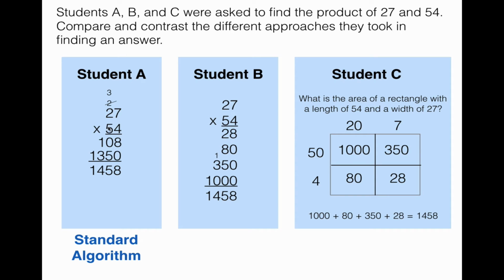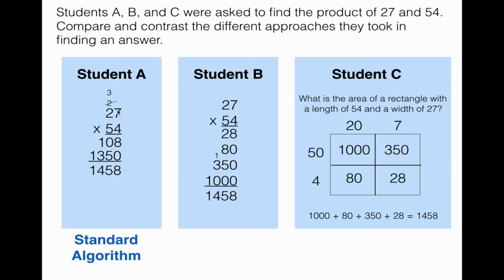Now, we're dealing with the tens place, so we add that 0. All right, and then we multiply by 5, or 50. 5 times 7 is 35, so we put the 5 there, carry the 3. 5 times 2 is 10, plus 3 is 13, so we put our little 13 there, and so we know that 27 times 50 is 1,350.